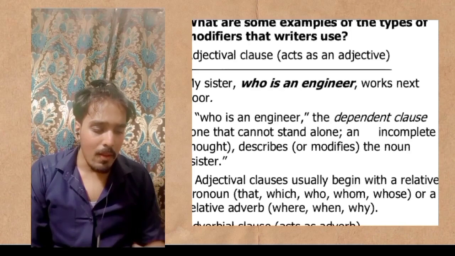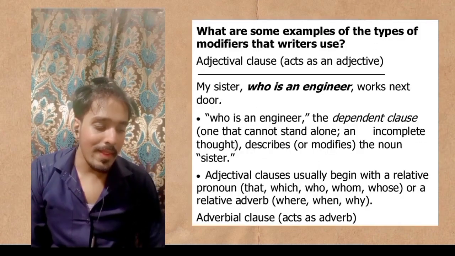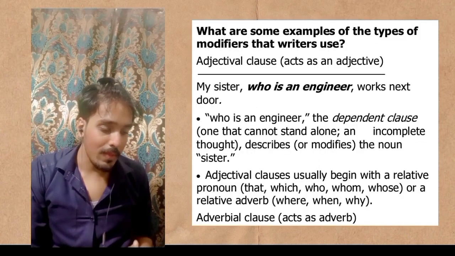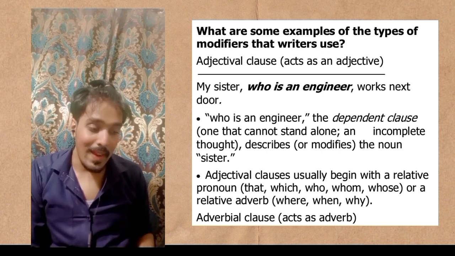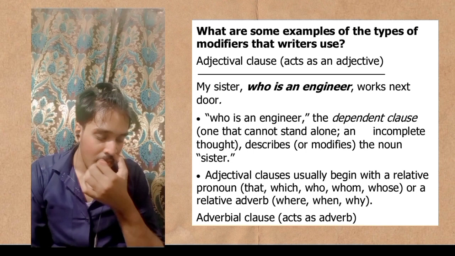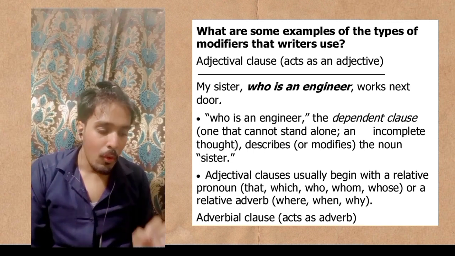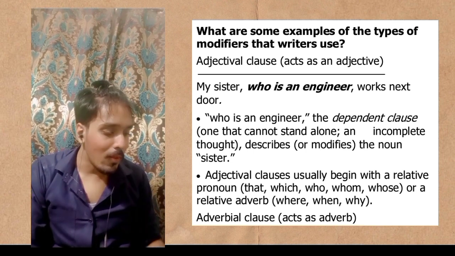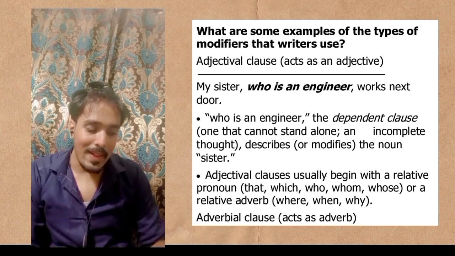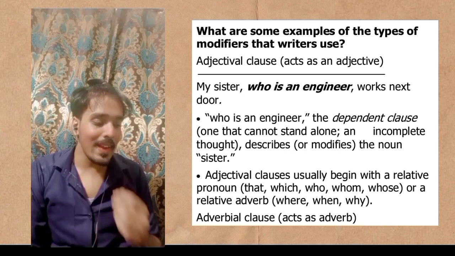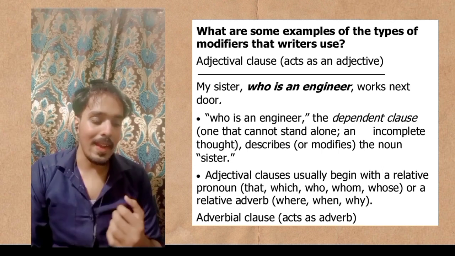Here are some examples of the types of modifiers that writers do use. First one is the adjective clause that acts as an adjective. For example, my sister, who is an engineer, works next door. Here, who is an engineer is the dependent clause, one that cannot stand alone and is an incomplete thought.